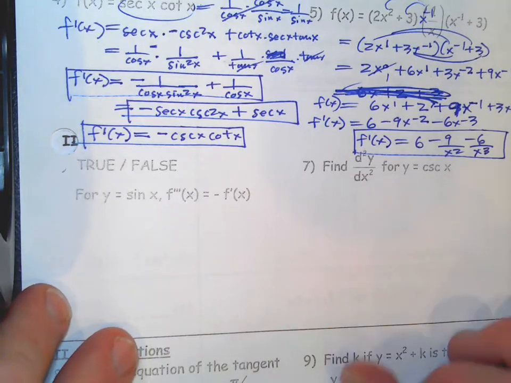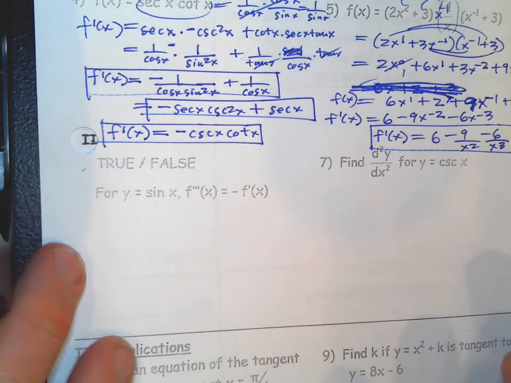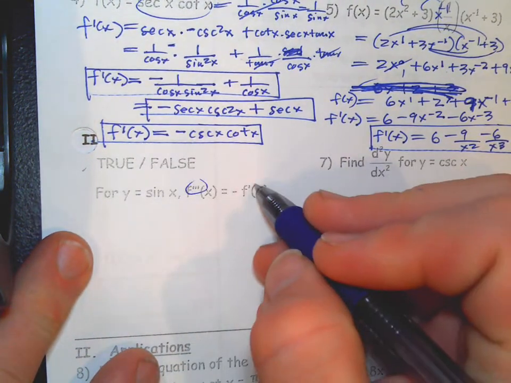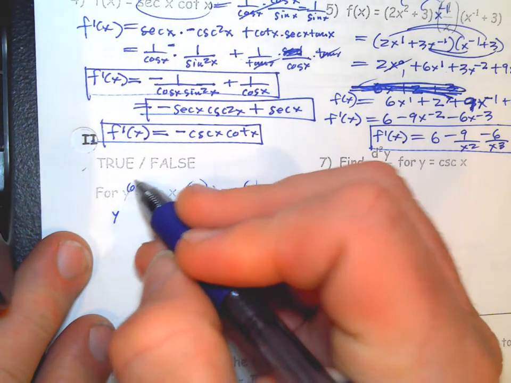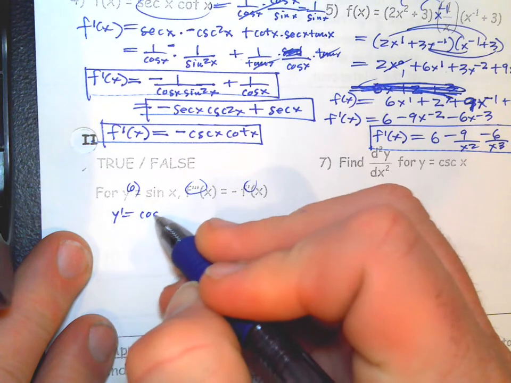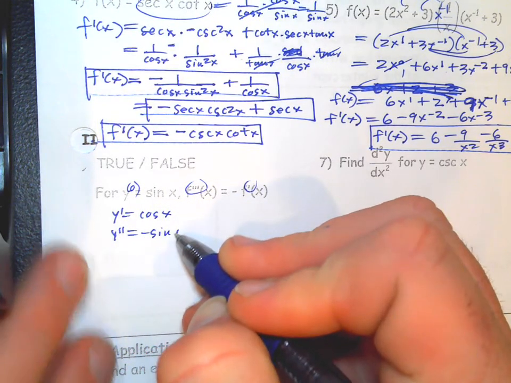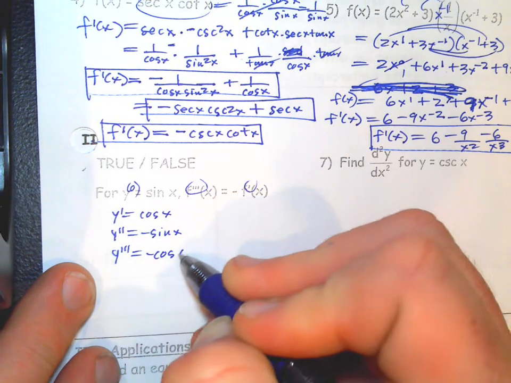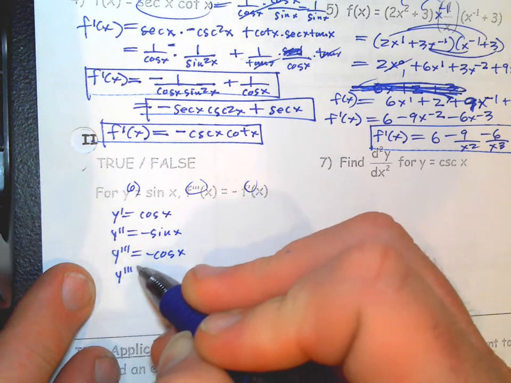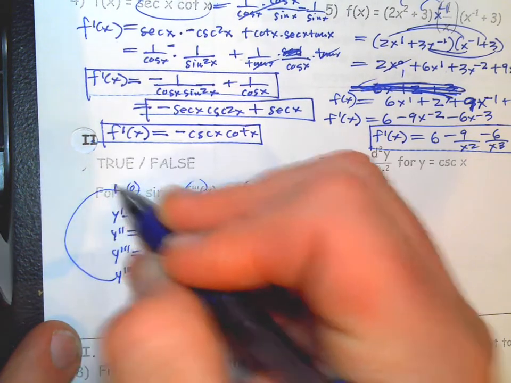Okay, let's see. Next one, number 6, true, false. You got to support your answers. It says that the third derivative is equal to the first derivative negative. Well, this looks like one of those patterns. This is the 0th derivative. First derivative is cosine. Second derivative is negative sine. Third derivative is negative cosine. Fourth derivative is positive sine x. And now we're back to the beginning. So it's groups of 4.